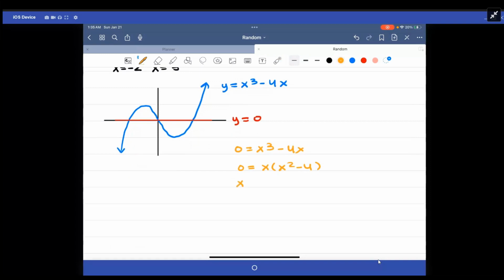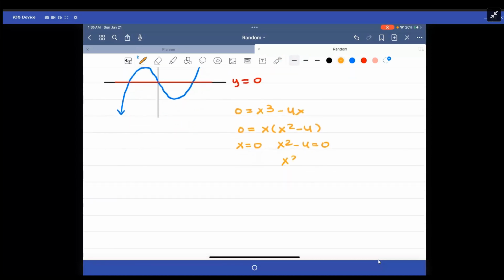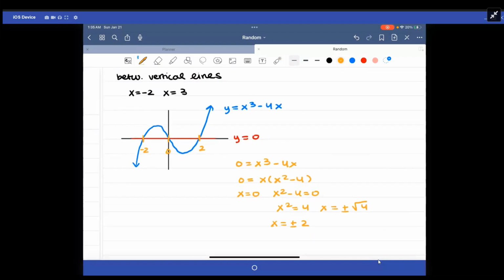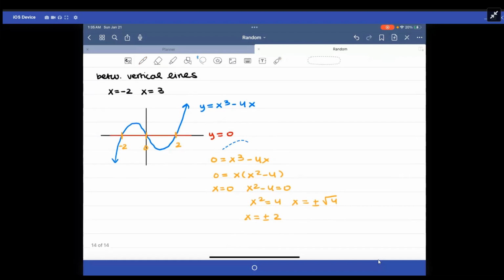So we got x equals 0, x squared minus 4 equals 0, x squared equals 4. So x equals plus or minus the square root of 4. So x equals plus or minus 2. So we have a point right here, -2, a point right here, 0, and a point right here, 2. Okay, so let me move this to the side.